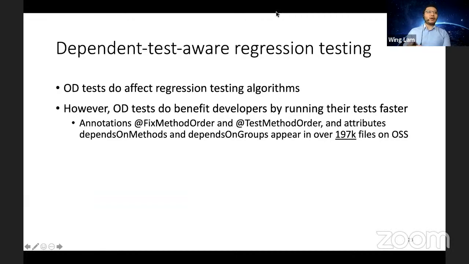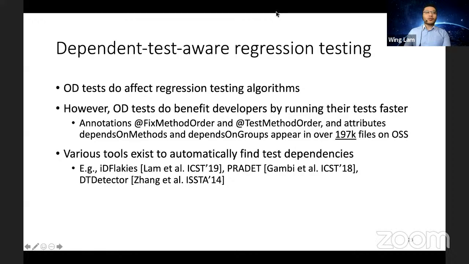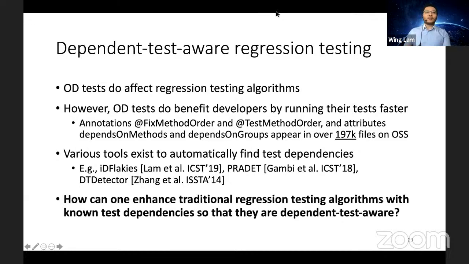Before we jump into that though, I will say that order-dependent tests do provide developers some benefit. Specifically, it helps developers run their tests faster. In fact, when we looked at open source software on GitHub, searching for annotations and attributes that help developers run tests in specific orderings, we found them to be used in almost 200K files. We also see that there have been various tools in recent years to help developers automatically find these test dependencies. And so one natural question here is, how can we enhance these traditional regression testing algorithms with some of these known test dependencies from developers or tools so that they become dependent test aware?